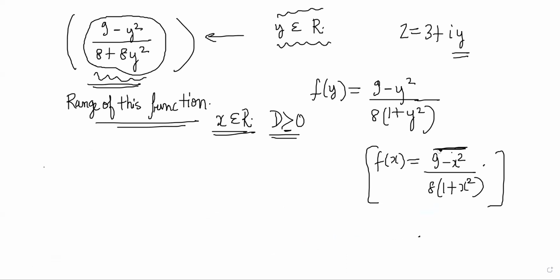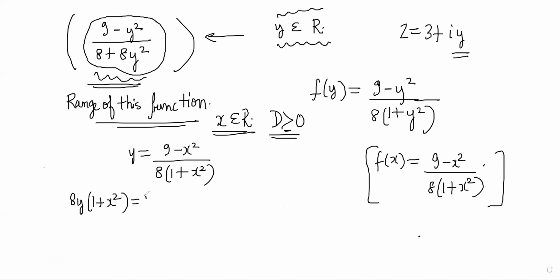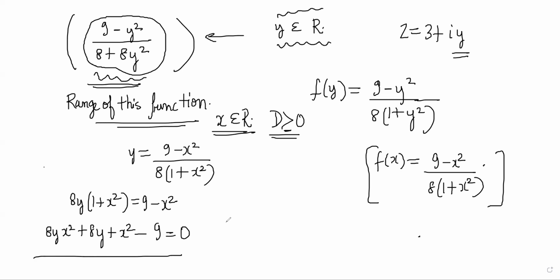For this function, we are going to try to do the same process. So I want to find the range of this function. So I will say y is equal to (9 minus x square) by 8(1 plus x square). So I'll say 8y(1 plus x square) is equal to 9 minus x square. So I'm getting 8y x square plus 8y plus x square minus 9 is 0, right? So this becomes a quadratic: x square times (8y plus 1) plus (8y minus 9) equals 0, right?